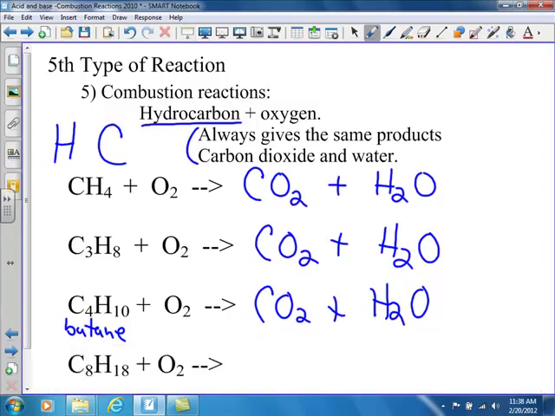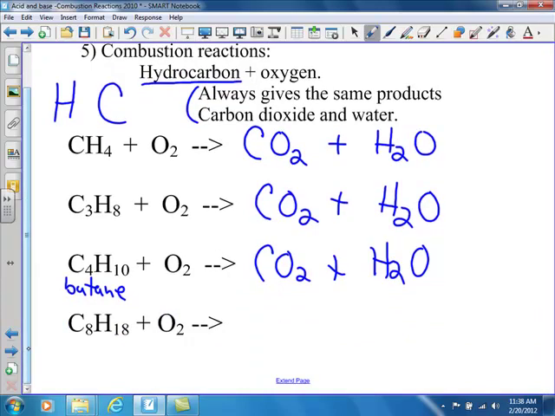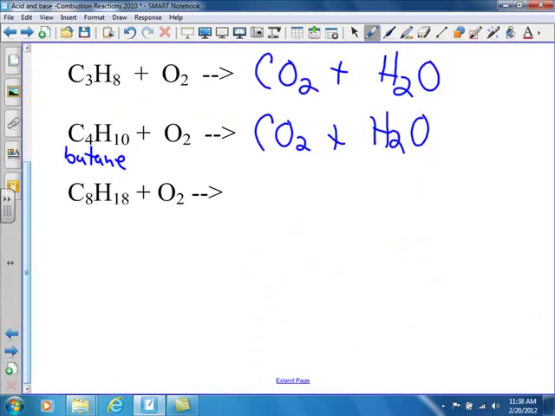Now, C8H18. Okay, this will be my last one. This is octane. Where do you use octane? Every time you drive your car, you use octane. As 16-year-olds getting your license, when you go and fill up your car with gas, you are filling your car up with octane. In order for your car to run, you need to react that octane with oxygen, but the products you get are CO2 plus H2O.